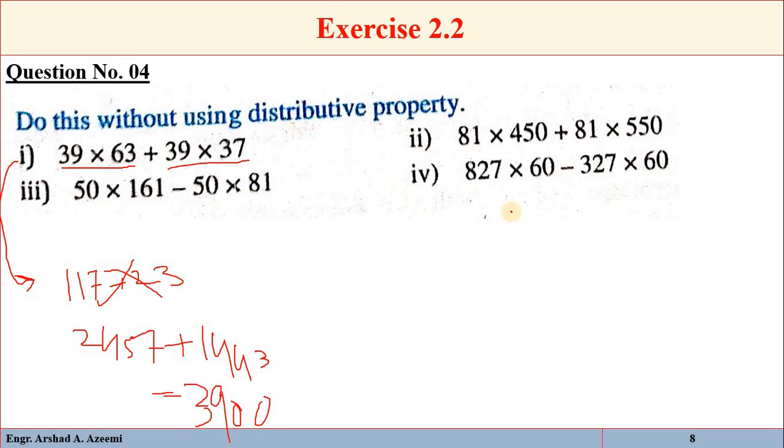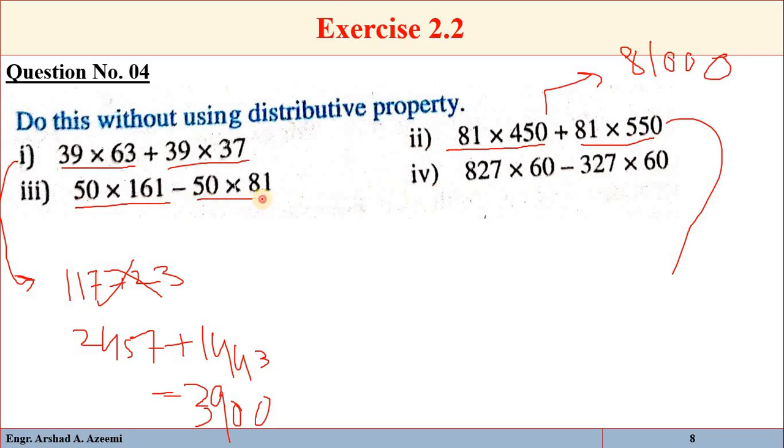3900. Okay, for this one multiply 81 with 450, then add to it 81 multiplied by 550, so you will get 81,000. Similarly, multiply 50 with 161, then subtract from it 50 multiplied by 81, so you will get 4,000. That is the answer. Similarly, multiply 827 with 60 and then subtract from it 327 multiplied by 60, so you will get 30,000.